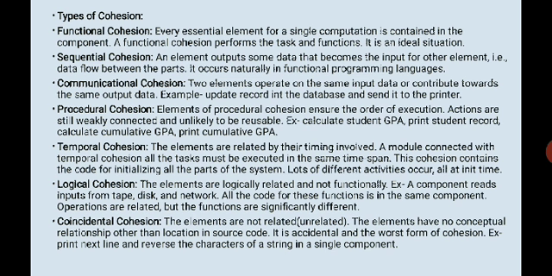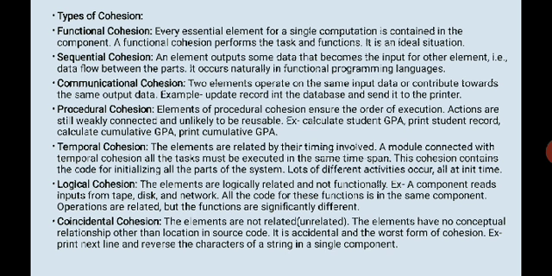Procedural cohesion is wherein the elements ensure the order of execution. That is, actions are still weakly connected and unlikely to be reusable. Example, calculate student GPA, print student record, calculate cumulative GPA, and print cumulative GPA. So it's a procedural cohesion. Temporal is where time is involved. In a module connected with temporal cohesion, all the tasks must be executed in the same time span. So this cohesion contains the code for initializing all the parts of the system. Lots of different activities occur all at one time.